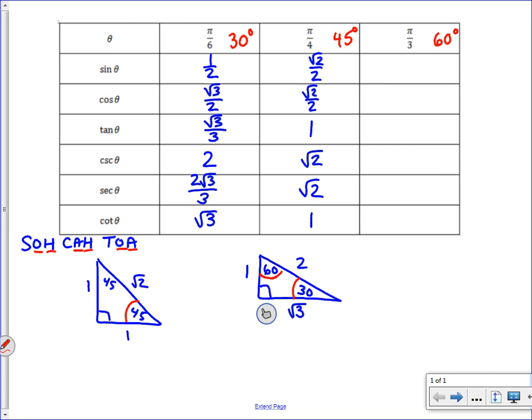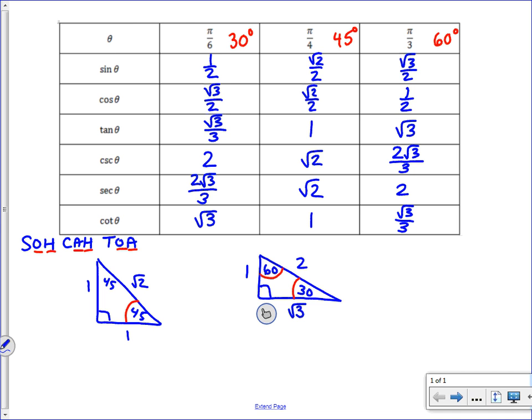Go back to the 30, 60, 90 triangle and start doing SOHCAHTOA from there. So sine of 60 is going to be opposite over hypotenuse, which is root 3 over 2. Gotta change colors. Root 3 over 2. The cosine of 60 is adjacent over hypotenuse, so 1/2. The tangent is opposite over adjacent, so root 3 over 1. And then I'm just going to do the reciprocals of these in the same order.